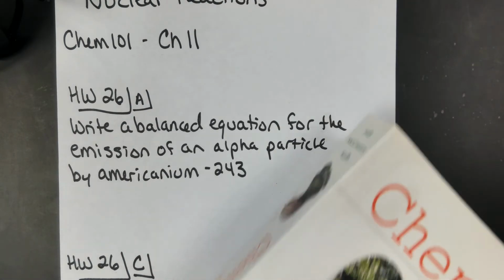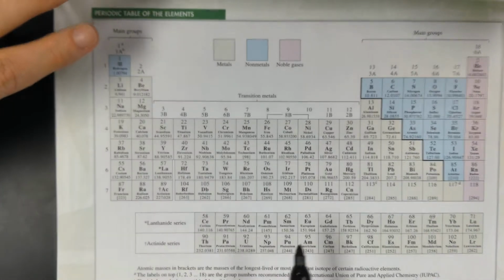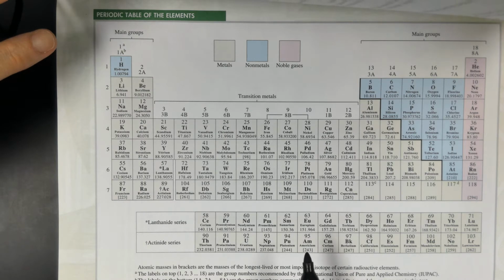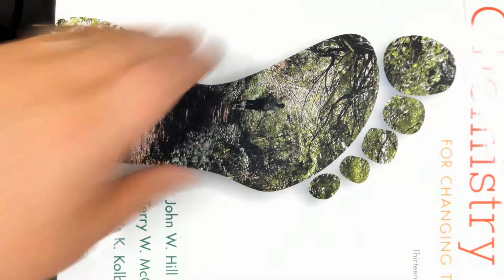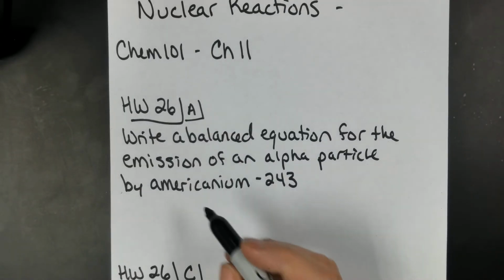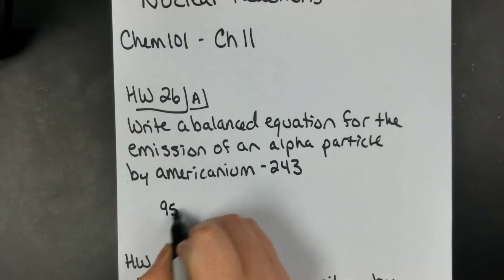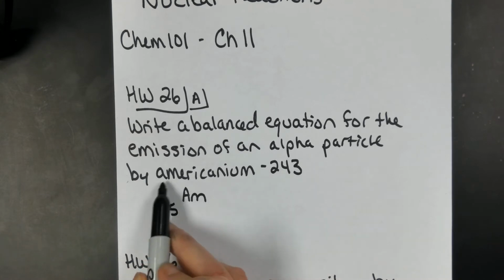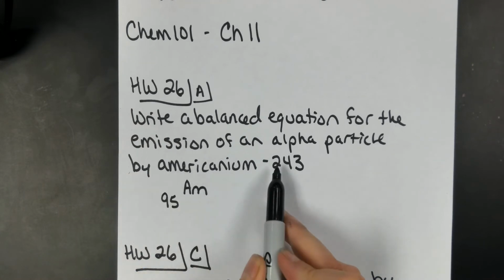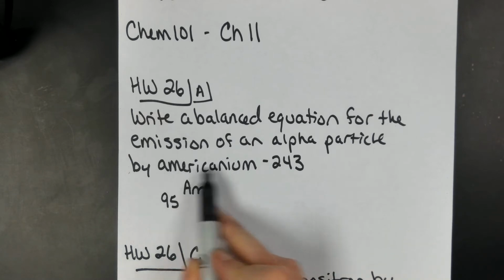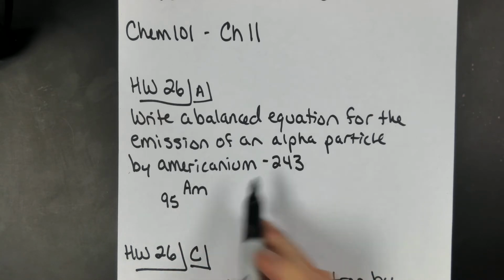So let's look up Americanium. There she is, right there. Americanium has 95 protons, right? And it has a chemical symbol of Am. So 95 protons and a chemical symbol of Am. Now what number goes up here? That's the mass number. 243 is the mass number. Remember, Americanium-243 means that 243 is the mass number.